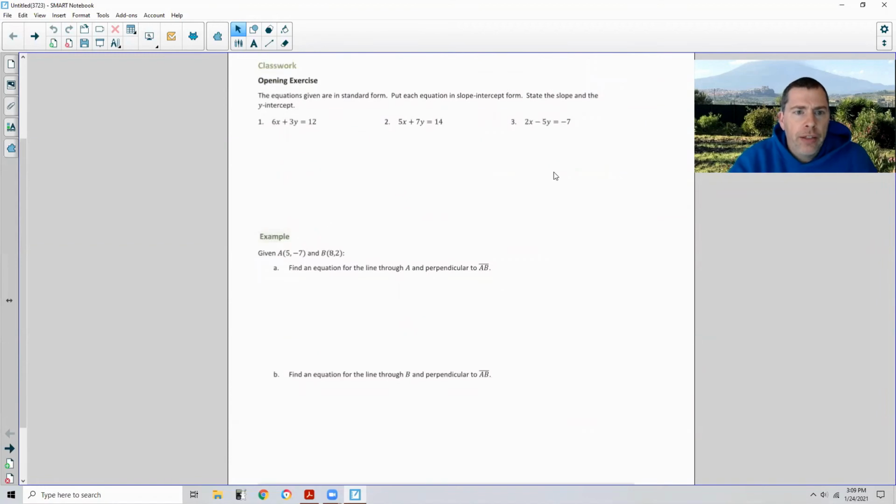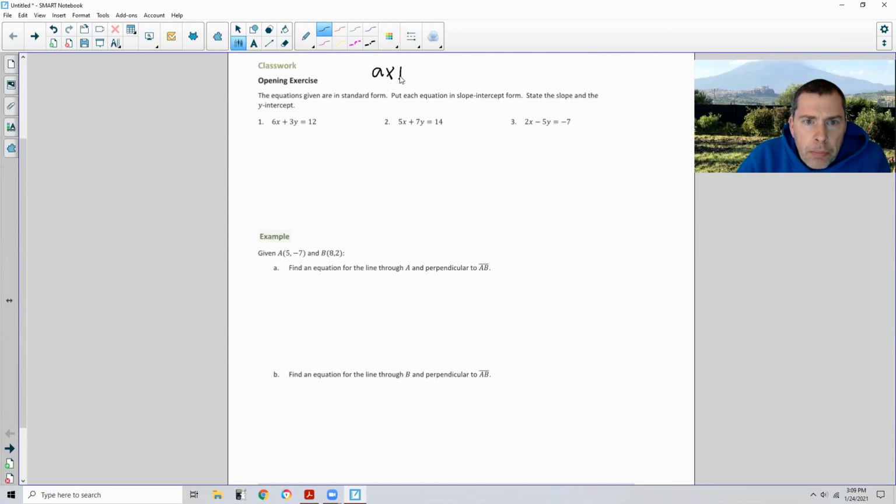Opening exercise. The equations given are in standard form, Ax plus By equals C. So remember that is standard form of a linear equation, and I'll write that up here. Ax plus By equals C. That's standard form. Put the equations in slope-intercept form.